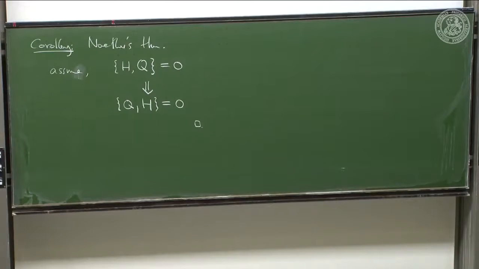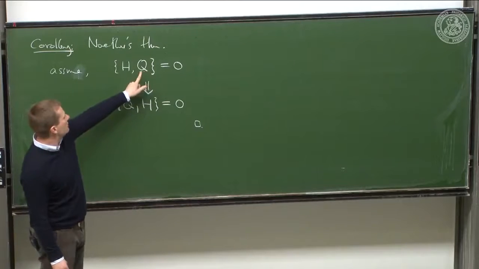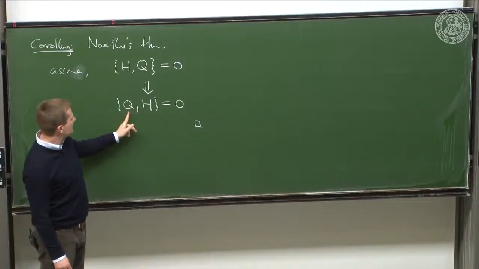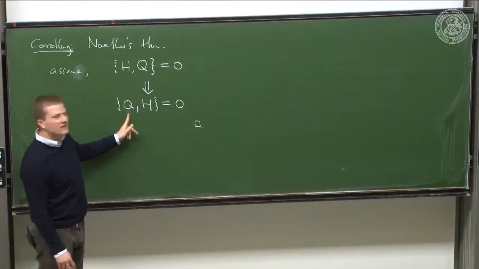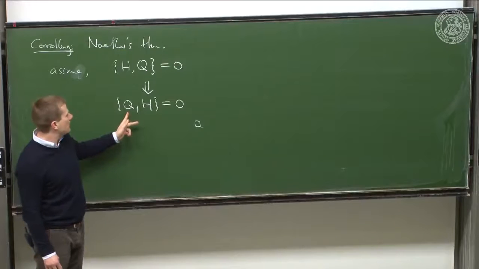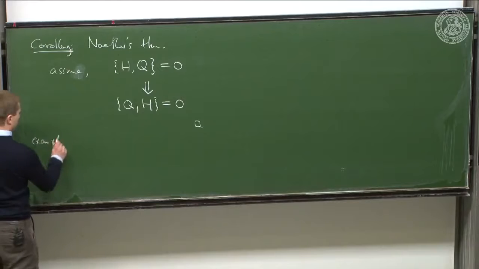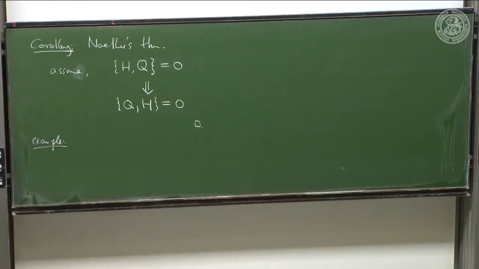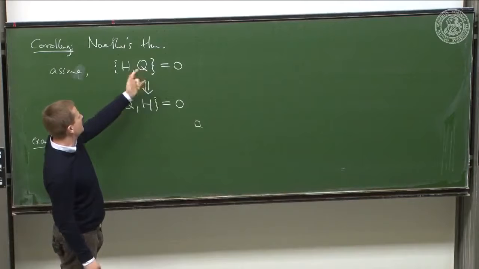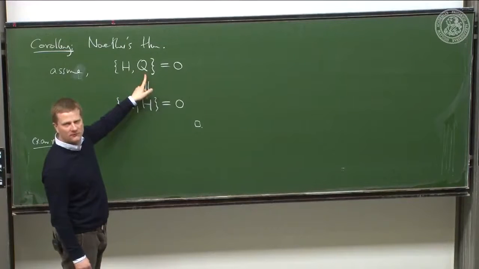Why? What does it mean? Well, this means that Q is conserved under the flow of H. And this means that H is conserved under the flow of Q. Example. And that's Noether's theorem. If one observable is conserved with respect to the flow of the other, then the other is also conserved with respect to the flow of the one.